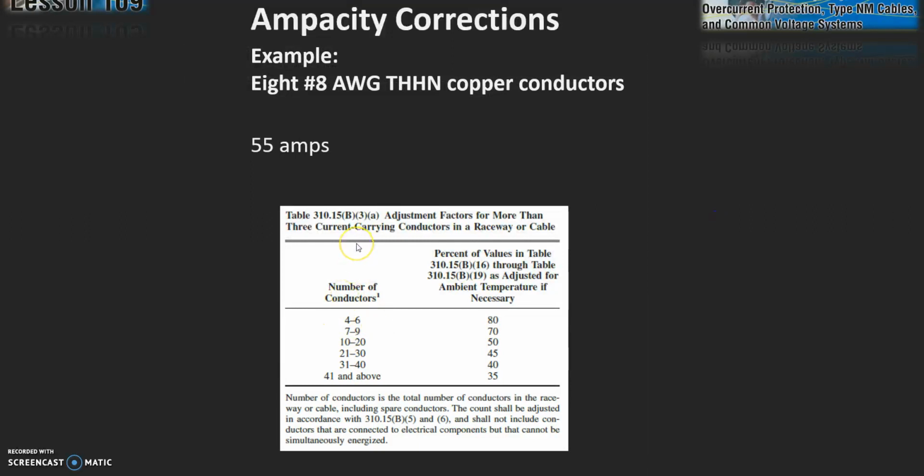Now we need to check 310.15(B)(3)(a). I have 8 of them, so I'm going to come down here. I'm in the 7 to 9 category. Tells me I need to multiply my ampacity by 70%. So I'm going to go ahead and do that, times 0.7. And of course that comes out to 38.5. So that number 8 wire, because I have 8 of them in the same raceway, is now only good for 38.5 amps instead of the original 55.